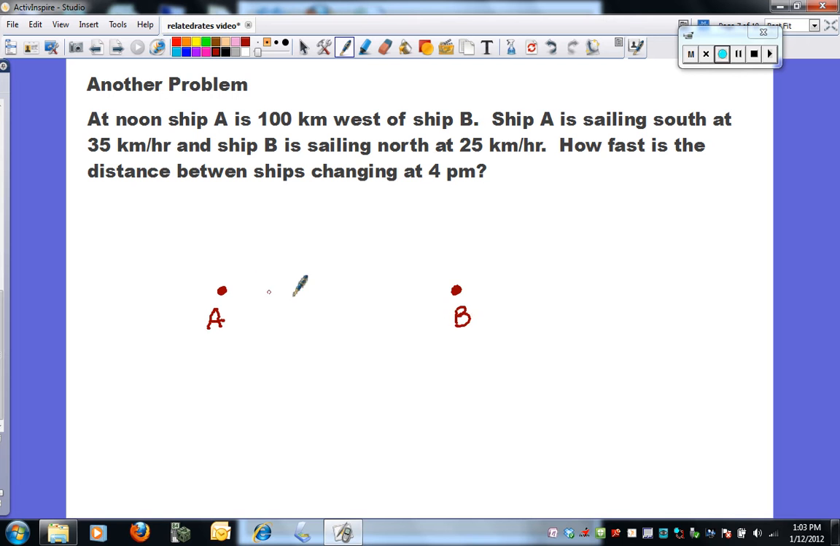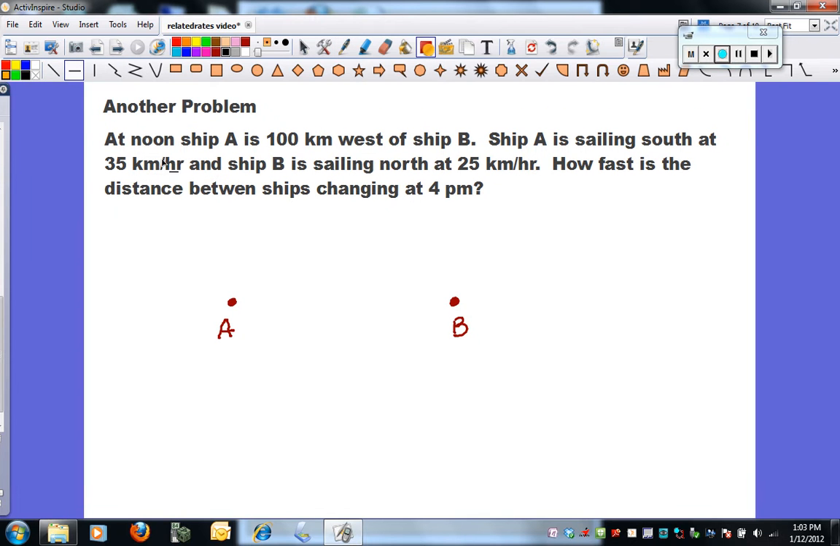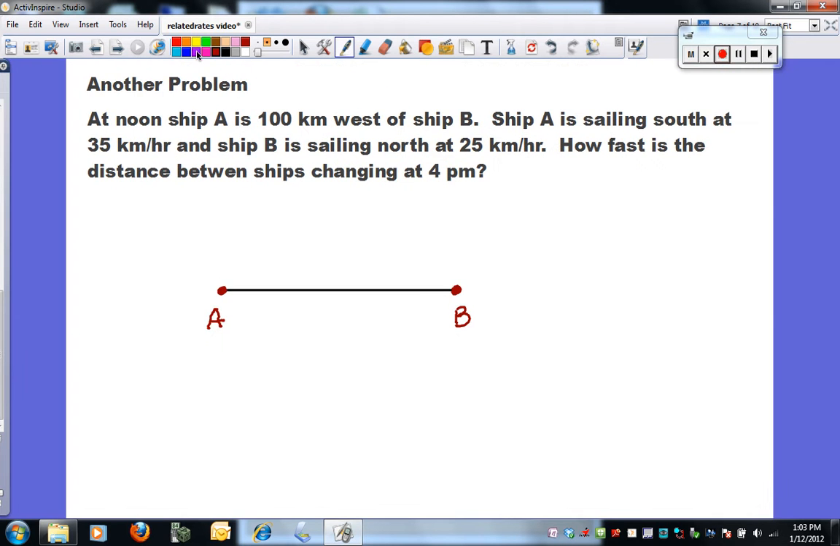Okay, this is 100 kilometers west, so we're going to draw a nice little straight line here. And this ship, Ship A, is going south. So it's going to be traveling in this direction, south. And Ship B is going to be going north. So it's going to be going that direction. So we know that this is 100 kilometers away from each other.